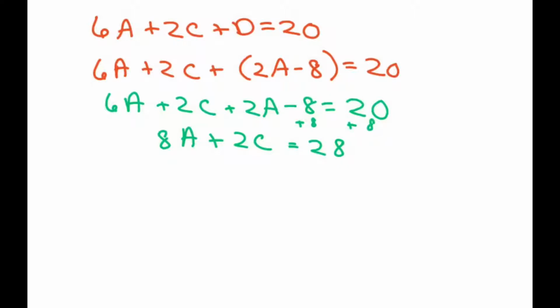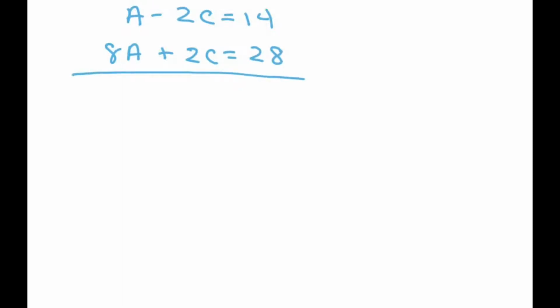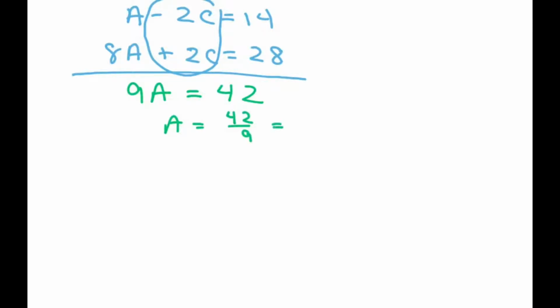Now we're going to add all the equations above and solve. So the first thing we're going to do is take a minus 2c equals 14, and 8a plus 2c equals 28, and add, because I want these to be the same so the c's cancel. When you add, you get 9a equals 42. And so a equals 42 over 9, which equals 14 over 3.